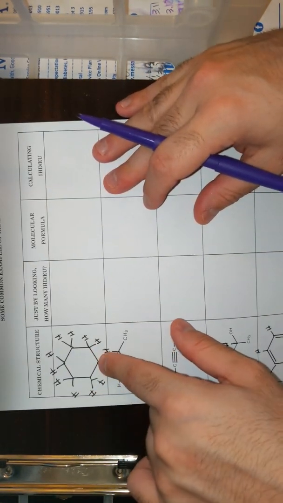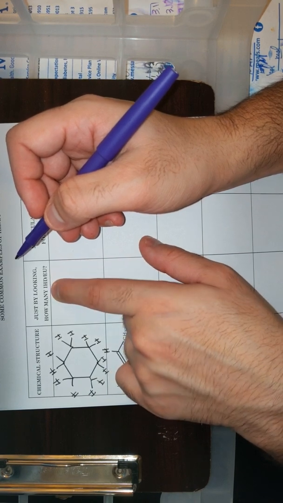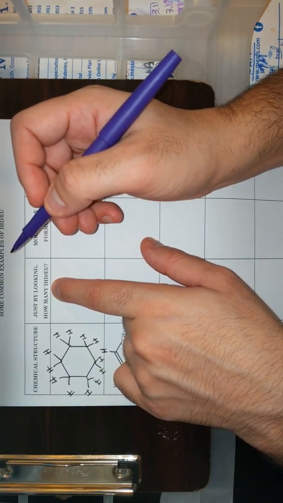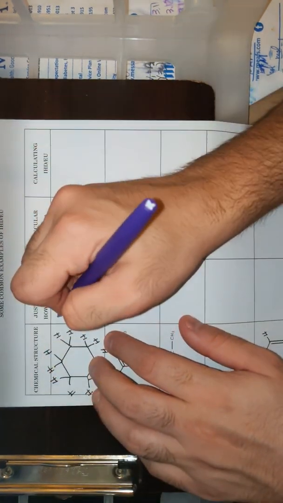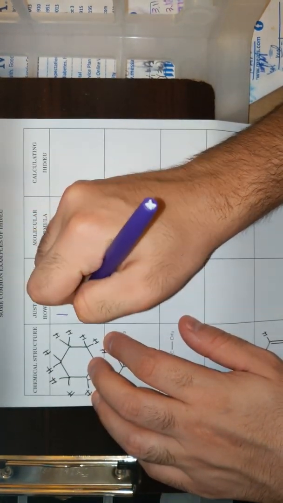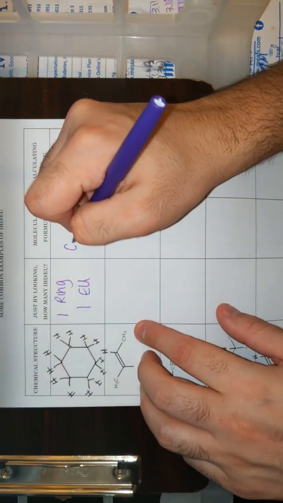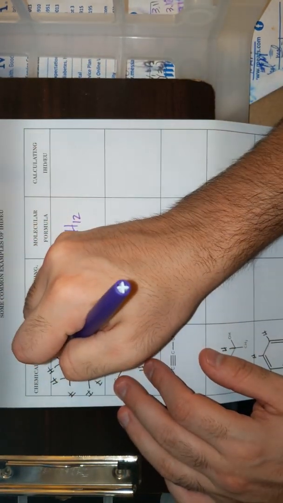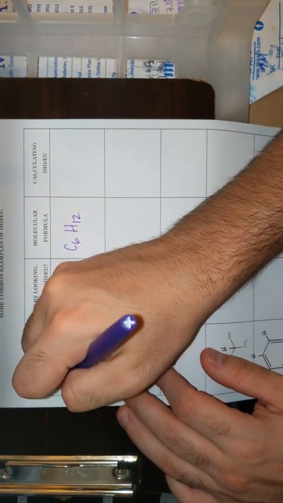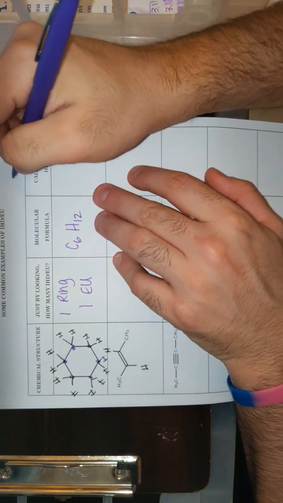Just by looking at this structure, how many IHDs or elements of unsaturation? IHD is index of hydrogen deficiency, but I like to use EU as elements of unsaturation. Just by looking, there's 1 ring. So that's 1 EU. The molecular formula of this is C6H12. There are 6 carbons, 1, 2, 3, 4, 5, 6. And then each of those carbons, since they're all in a ring, has 2 hydrogens. So that's 12 hydrogens.